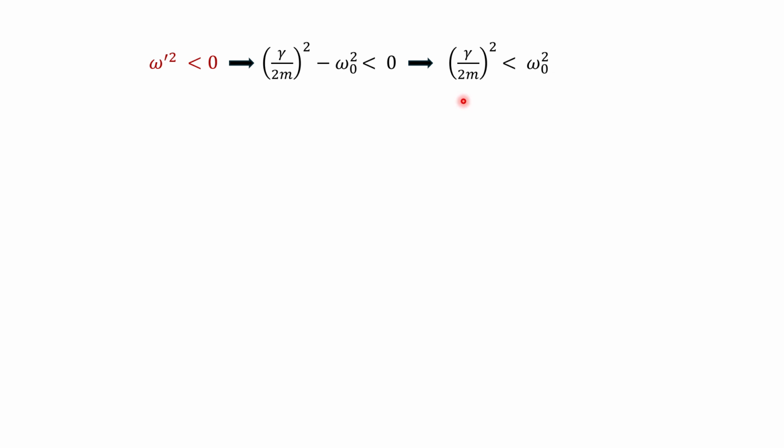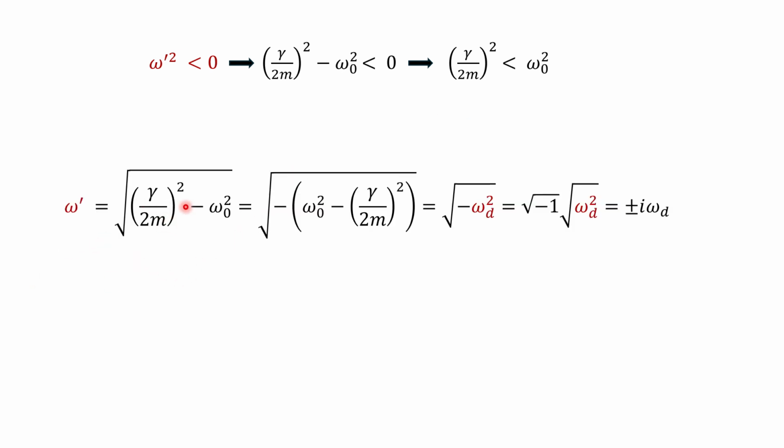There is a slight issue here. Negative value under the square root is only meaningful in a complex domain. So to address this, we'll first massage the expression for omega prime a bit. In the first step, I simply copied the expression for the omega prime. Then I rewrote it by placing a minus sign in front. Now we define the expression inside the parentheses as omega d squared, which is always positive by definition due to the condition we are considering.